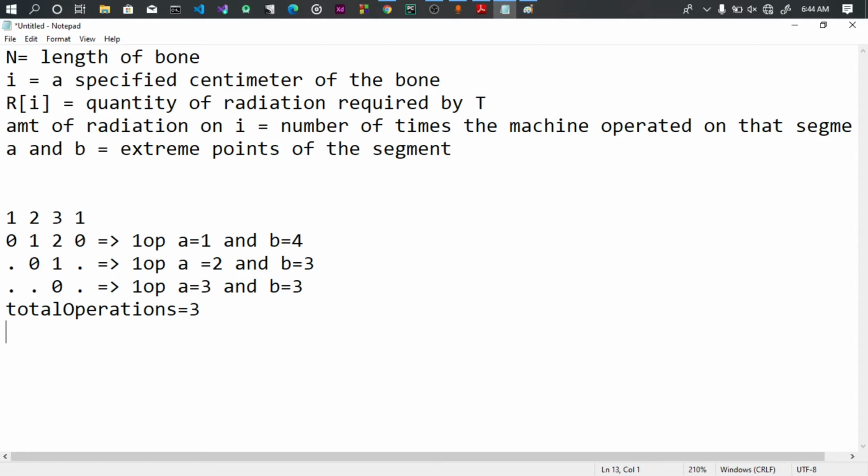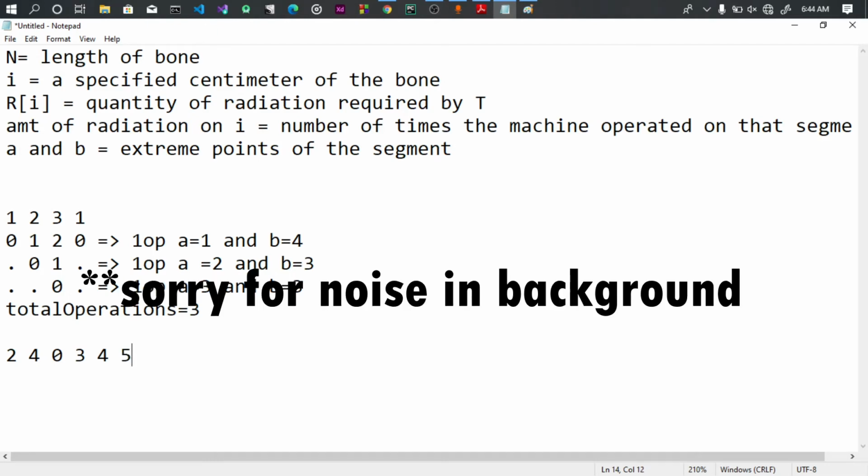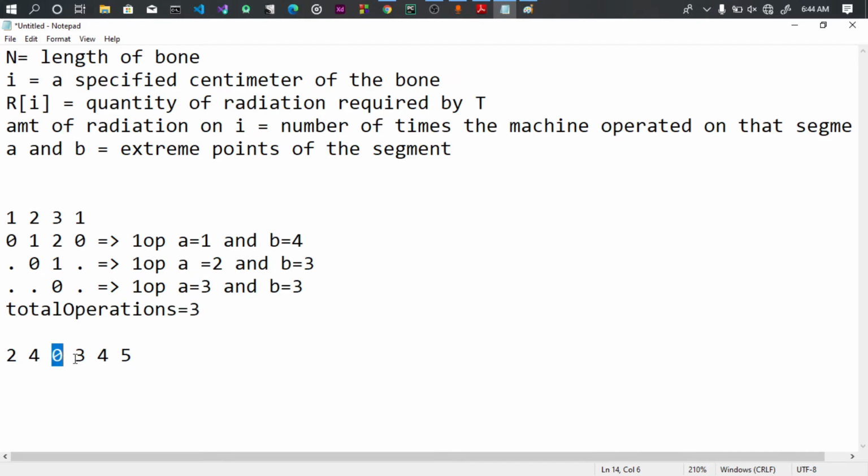Now if we are to also consider this, let's say we have 2 and we have 4 and we have 0 and we have 3 and we have 4 and 5. So what we're going to look at and consider in this is going to be which portion isn't filled yet. And know that we can't include a filled portion into a segment, and we have 0 here, meaning that this portion has been filled already. Since this portion is filled already, we can't include it into a segment.